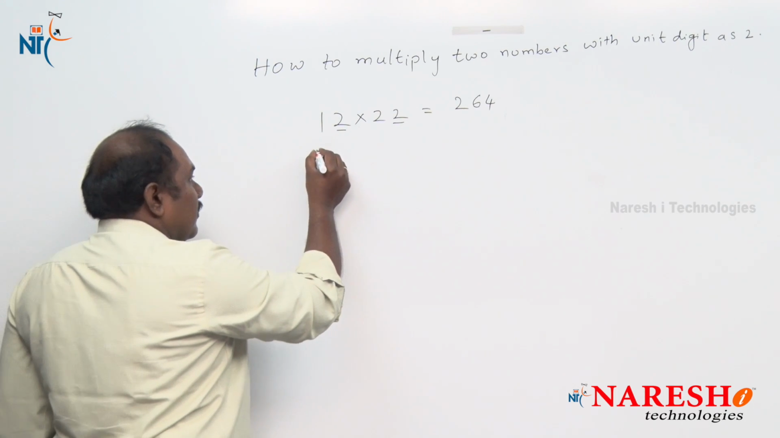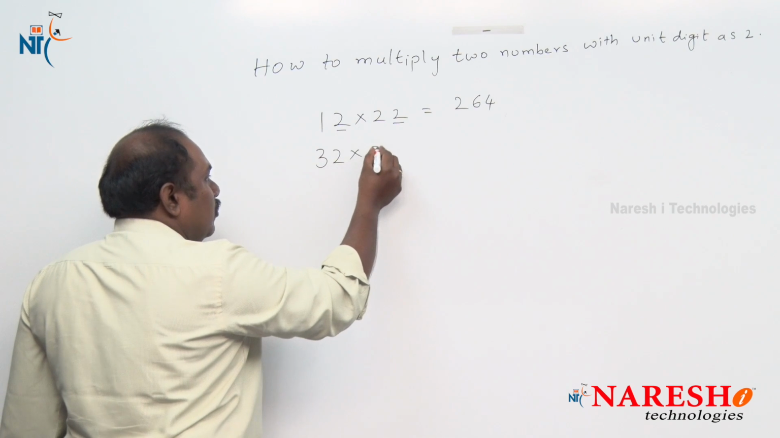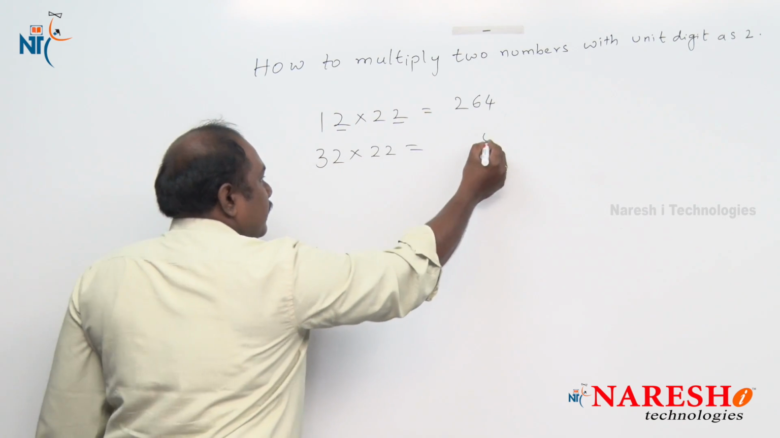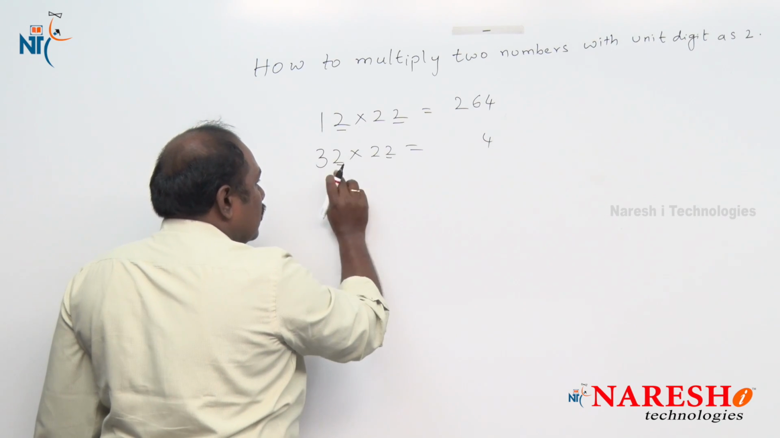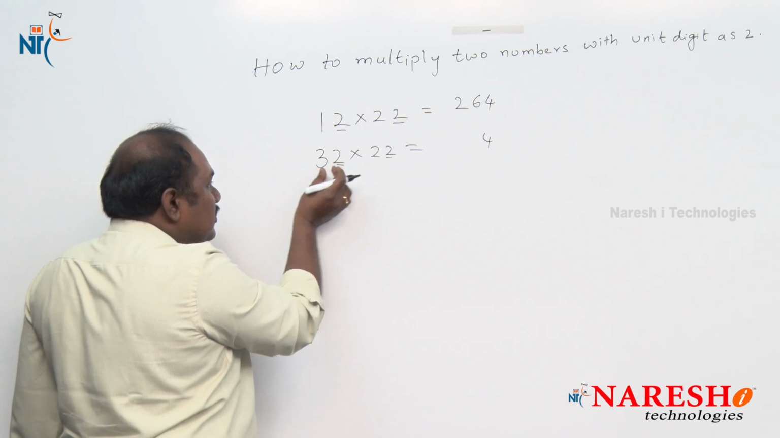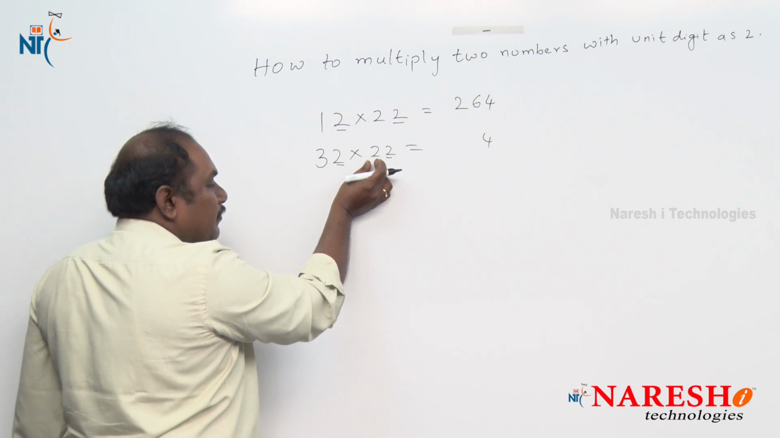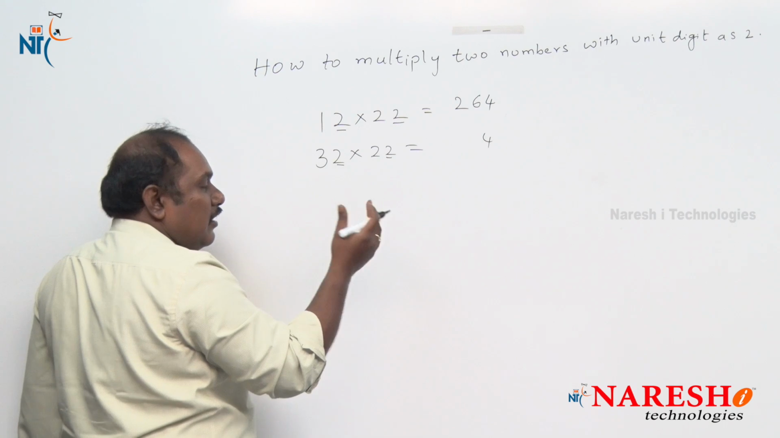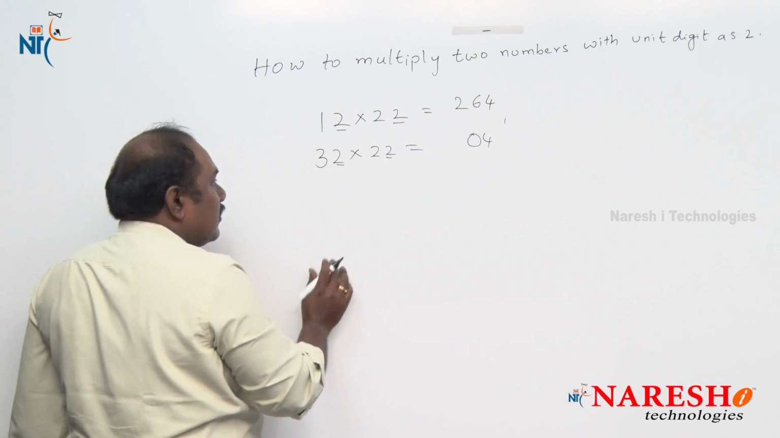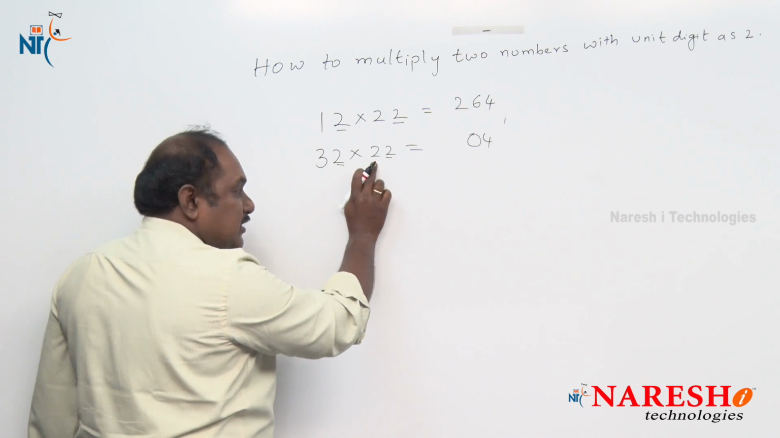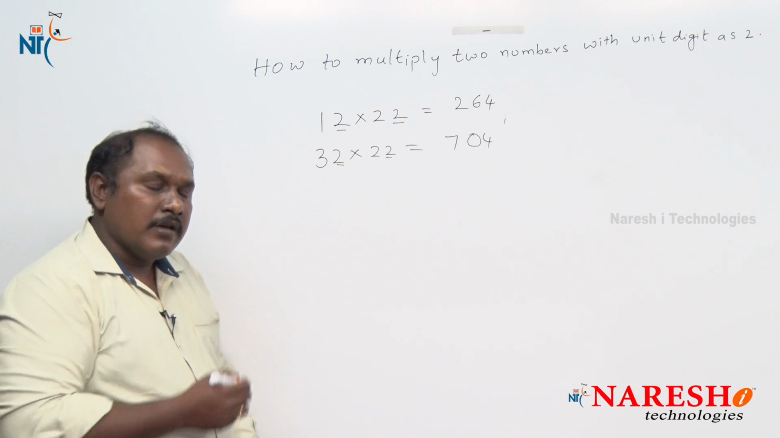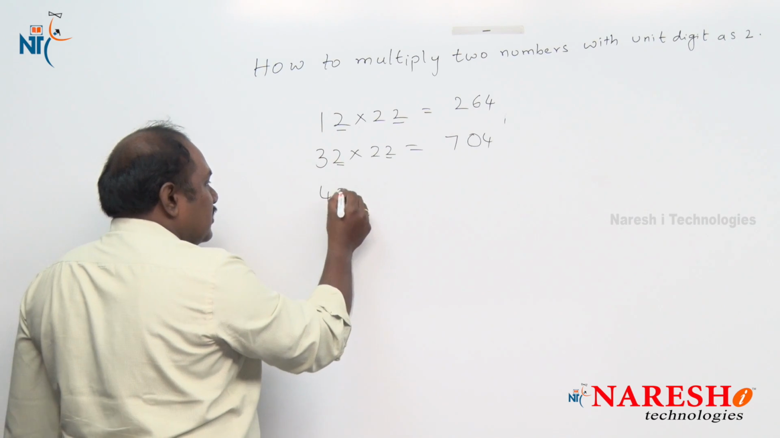Let's take one more example. I have to multiply 32 into 22. 2 into 2, 4. That is multiplying the unit digit. Now add the numbers before this unit digit. 3 plus 2, 5. Double it. When I double it, it is 10. A carry of 1. 3 into 2, 6 plus 1, 7. 704.